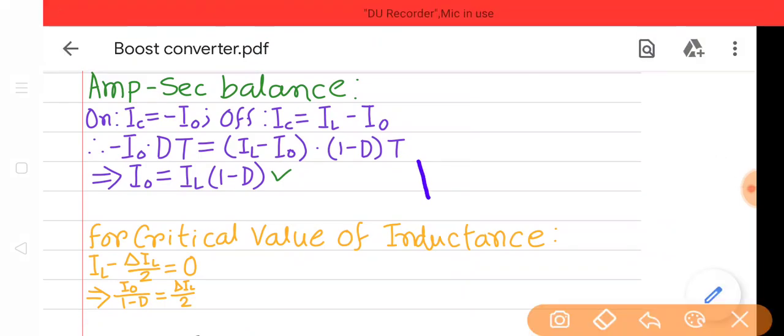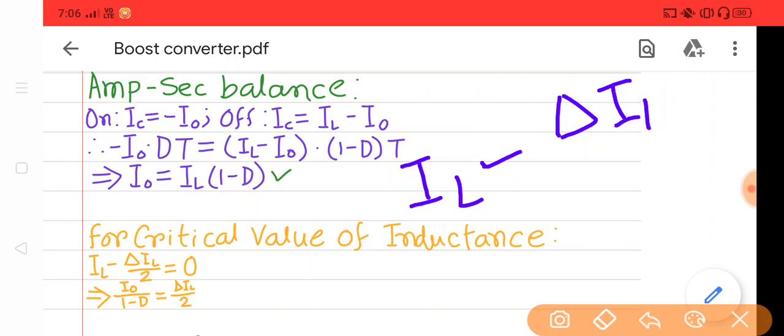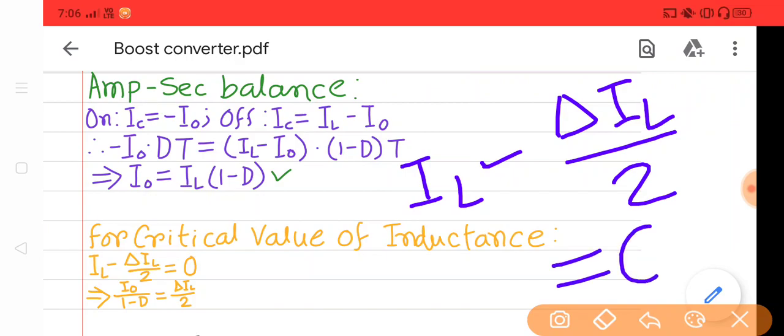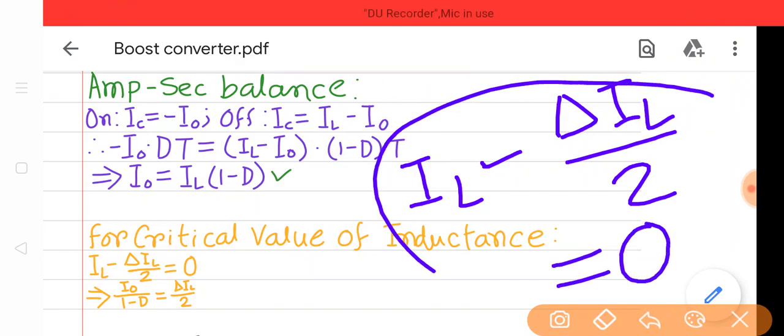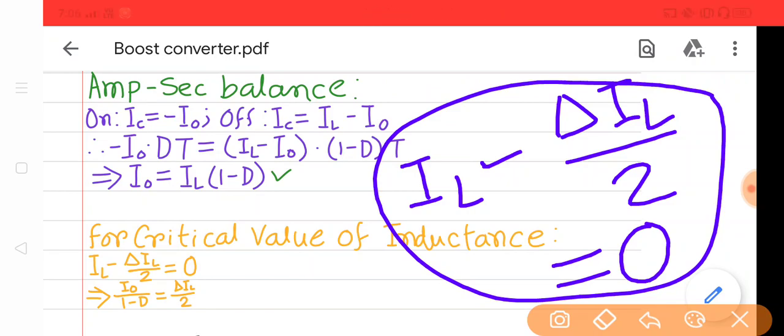Suppose the average value of inductor current is IL. Then the average value of inductor current minus del IL by 2, where del IL is the difference between maximum and minimum inductor current. The value of inductance for which this equation is satisfied is the critical value of inductance.